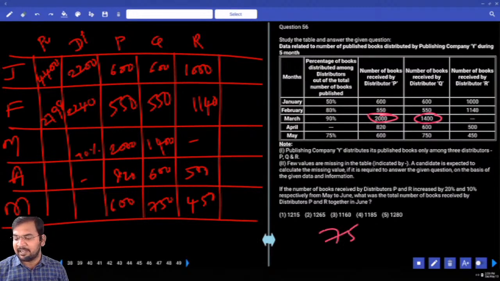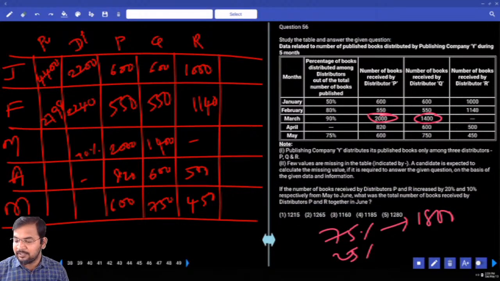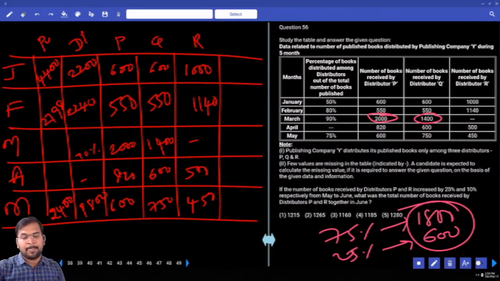75% is nothing but 1,800. Yes or not? Then 25% is what? 1/3 of 1,800, 600. Together is 2,000. This is 1,800 and this is 2,000. Now 2 rows are not filled. Wherever the data is required, you have to solve. All of you clear?